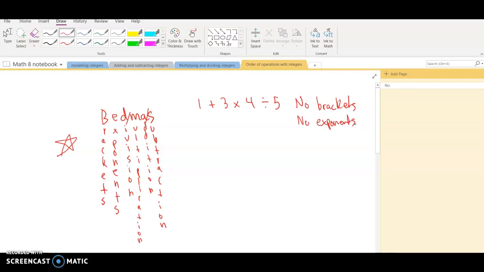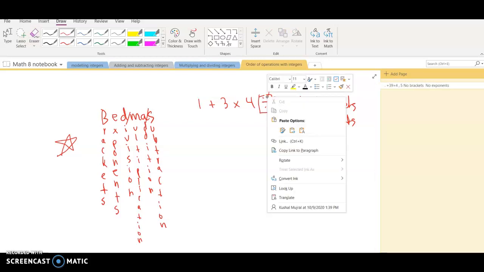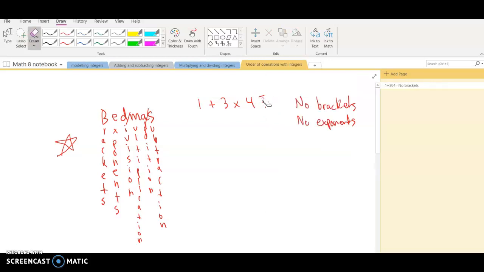Then you're going to look for if there's any division or multiplication. You're not going to solve this division first. You're going to go from left to right. So first you're going to solve this multiplication, then you're going to solve this division. Okay?